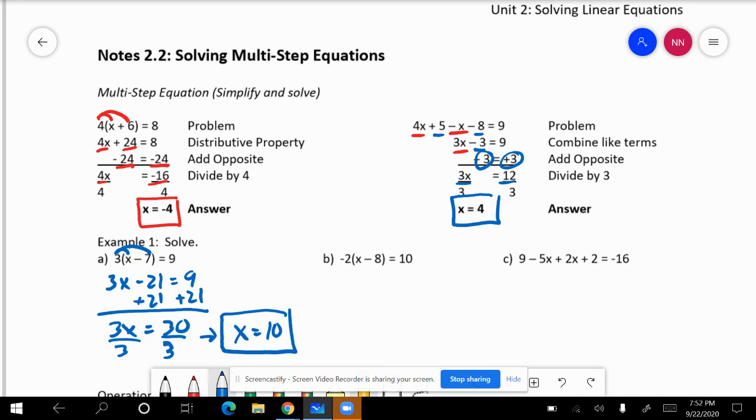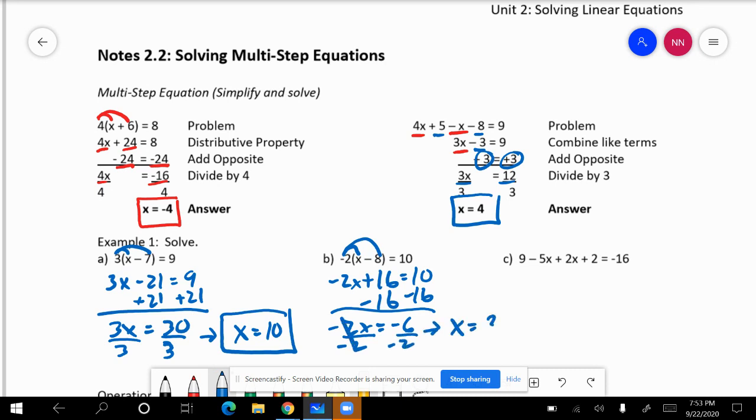Now letter B is similar, but this time we have a negative on the outside. So when we multiply it, we have to remember to multiply by a negative. So negative 2 times x is negative 2x. Negative 2 times negative 8 is a positive 16. We add the opposite. Opposite of 16 is negative 16. So we have negative 2x is equal to negative 6. We divide it by a negative 2 in order to isolate our variable. That means get it by itself. And that gives us a positive 3.